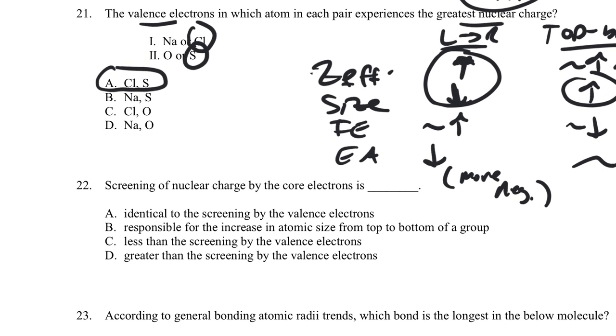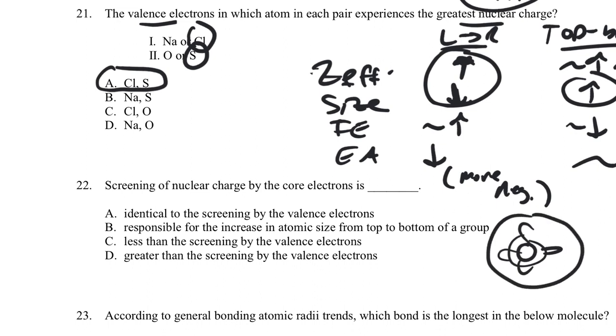So what about the screening of nuclear charge by core electrons? Is the screening identical to the screening by the valence electrons? Is it responsible for the increase in size from top to bottom? Is there less screening by the valence electrons? Or are the core electrons screening more than the valence electrons? So this is just getting at, thinking of something like sodium, 1s2, 2s2, 2p set of orbitals, are those electrons screening more or less than the 3s?